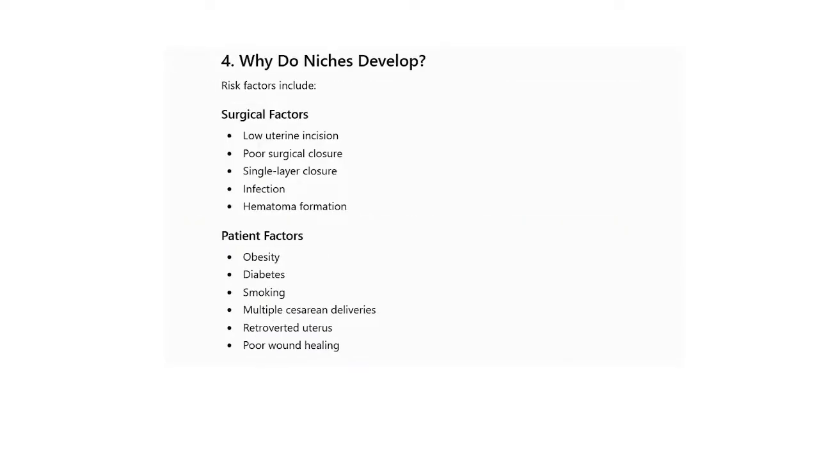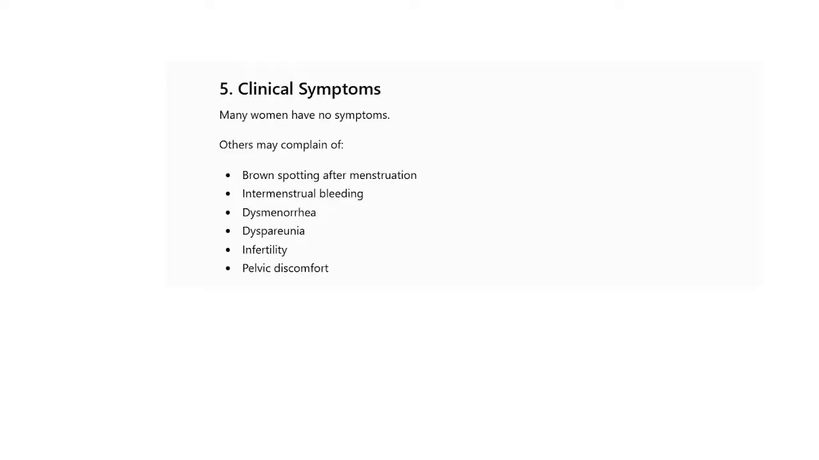Why do niches develop? Risk factors include surgical factors: low uterine incision, poor surgical closure, single layer closure, infection, hematoma formation; and patient factors: obesity, diabetes, smoking, multiple cesarean deliveries, retroverted uterus, or poor wound healing. So the clinical symptoms. Many women have no symptoms. Others may complain of brown spotting after menstruation, intermenstrual bleeding, dysmenorrhea, dyspareunia, infertility, or pelvic discomfort.